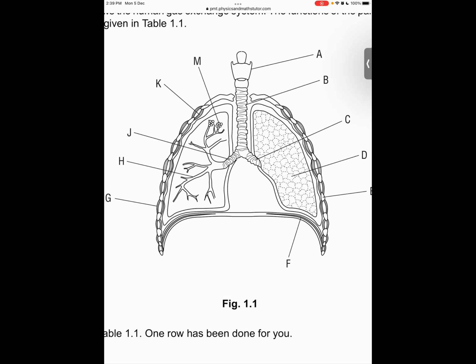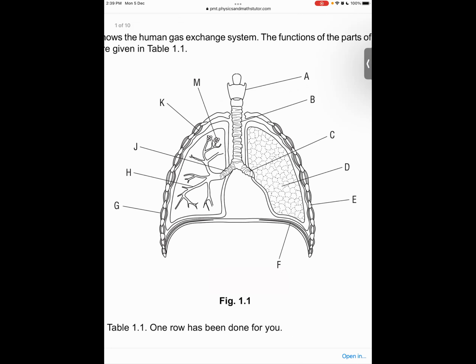Think about something in this diagram. Think about the label that shows something that should be a bone, number one, and it should cover the lungs and protect them. What is that structure? It should be a bone. A is not bone. B is not bone. M is not bone. C is not bone. D is not bone. What is E?